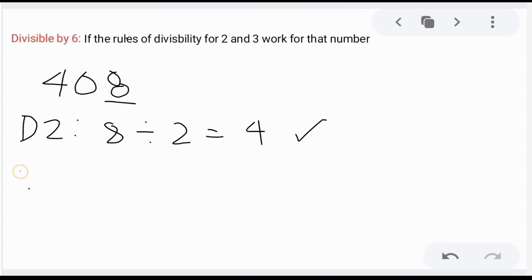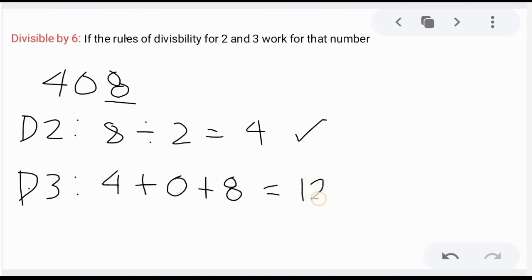Now, let's check the divisibility rule for 3. So let's add all the digits of that number. So we have 4 plus 0 plus 8. Then we get 12 and divide it by 3. Let's divide this by 3. We get 4 and it is correct. Therefore, 408 is divisible by 6.